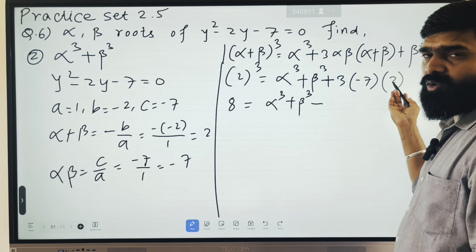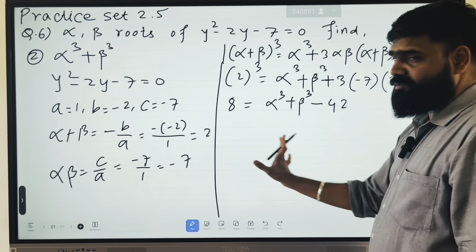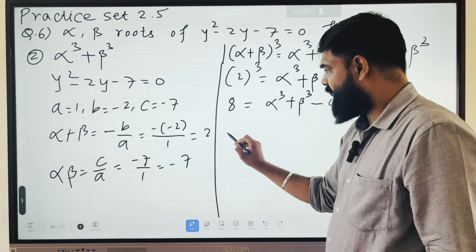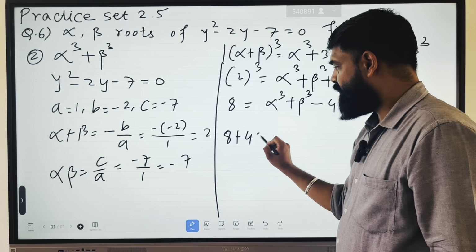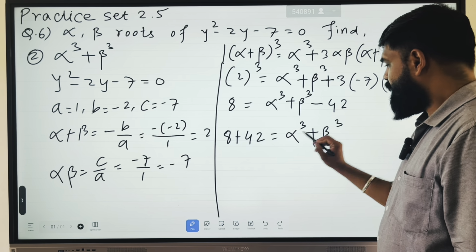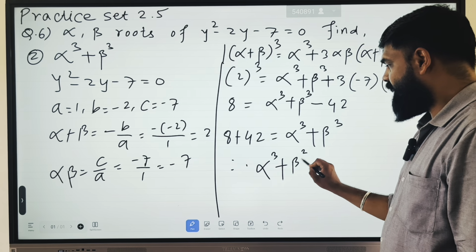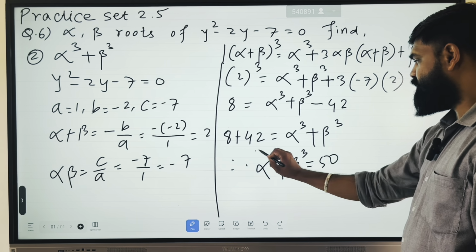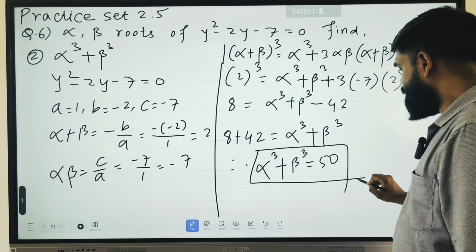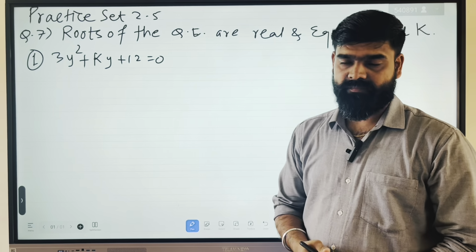Minus 21 into 2 is minus 42. So let us take this minus 42 to the left hand side. This will be positive 42. So alpha cube plus beta cube, the correct value, is equal to 50. So this is the correct value of this question. So this was question number 6.